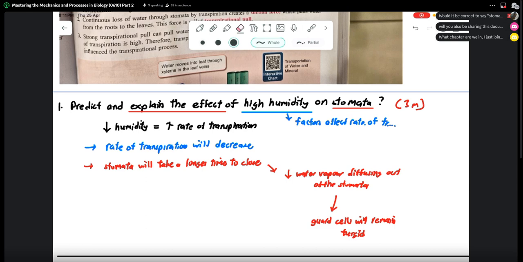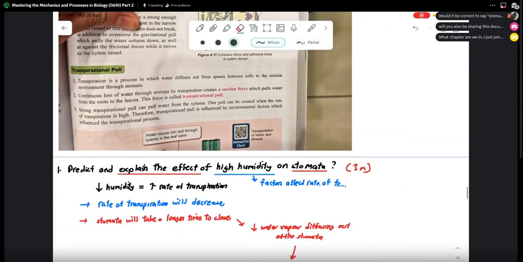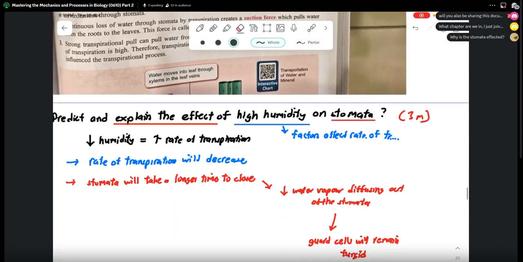We're just going through some past year questions to relate to the transpiration process. Okay, why is the stomata affected? Because the question says stomata, and then transpiration is relating to stomata. Because stomata is basically the door that allows the water vapor to escape. That is the process of transpiration. So when high humidity, what happens is that the water molecules outside is very, very high.